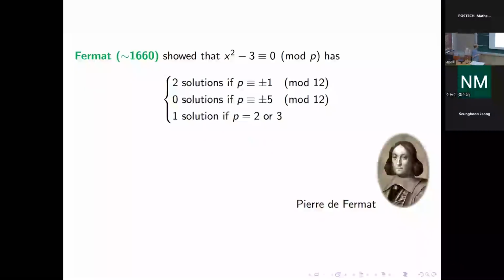So this particular equation was solved by Pierre de Fermat in the 17th century. And he found that there's a simple answer to this problem, namely, there are 2 solutions precisely when... So he gave precise congruence conditions for when these cases happen. And it only matters what the prime is modulo 12. When it's plus or minus 1, you get 2 solutions, etc. So he found a complete solution for this particular equation.